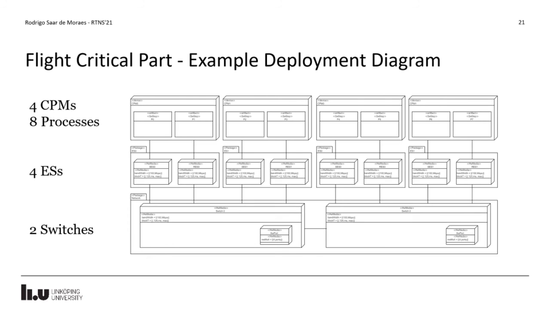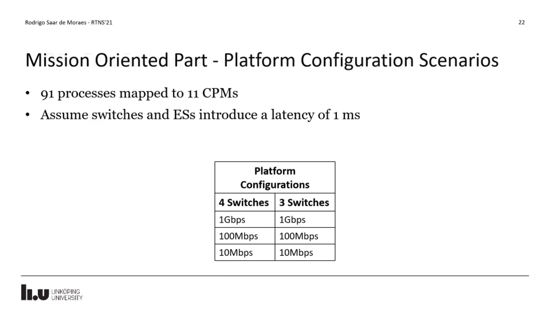For the purpose of illustration, I show you here an FCP example deployment diagram. So the deployment diagram used to represent the FCP part of the use case. Here we can see the 8 processes of the FCP allocated to 4 CPMs, each CPM with its own associated end system, and the network composed of 2 switches, which you can see in the lower part of the diagram. However, this smaller FCP part of the use case is not very interesting to be analyzed due to its small size, just 8 processes. So this MOP part, the second part with 91 processes, is way more interesting to analyze, and that's what we will present here.